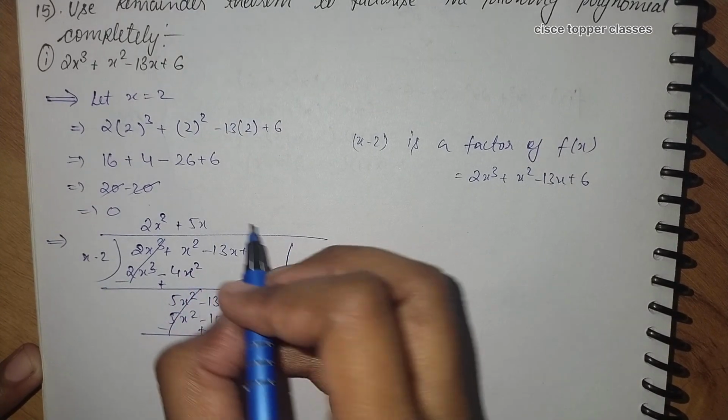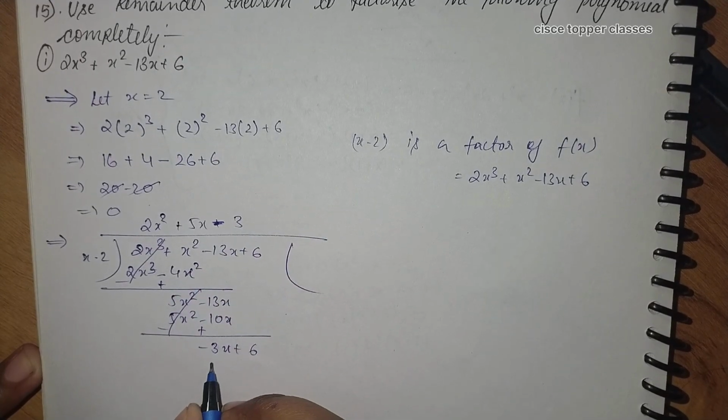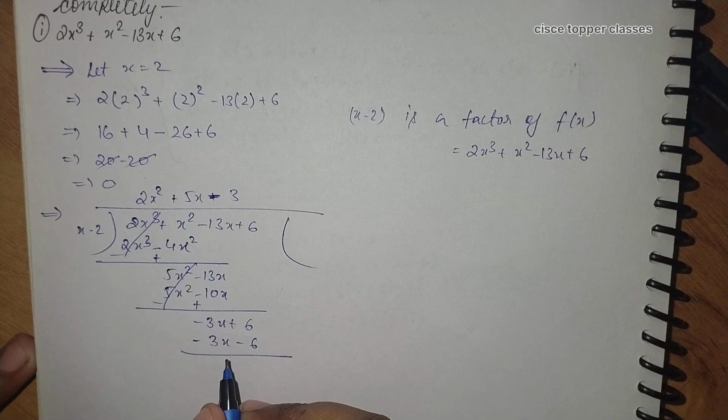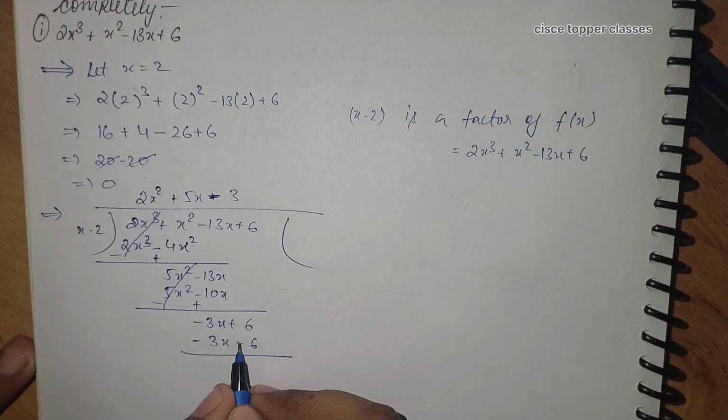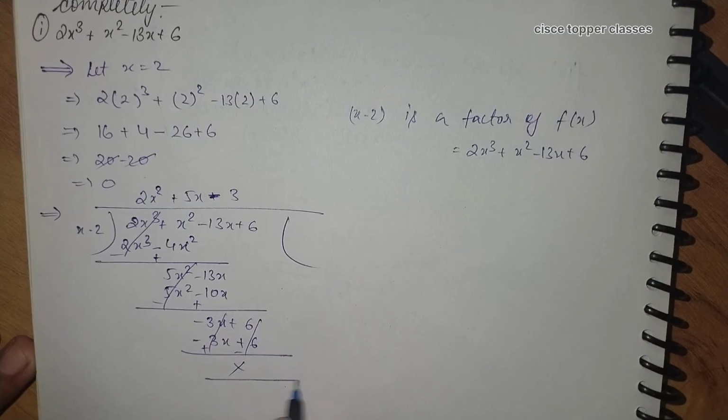Multiplying with 3 here, that will become negative of 3, sorry. So negative of 3, it will be minus 3x plus 6, and this will cancel out. On adding, it will cancel out, and the remainder is 0.